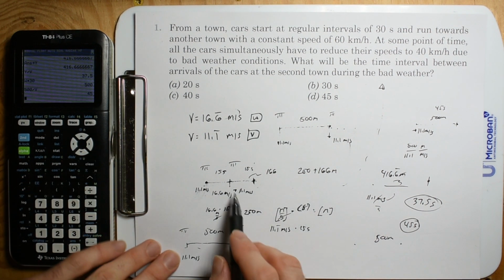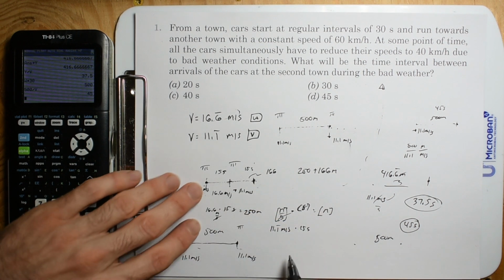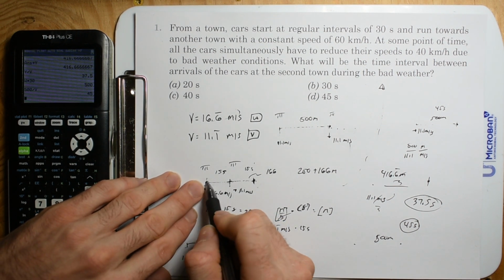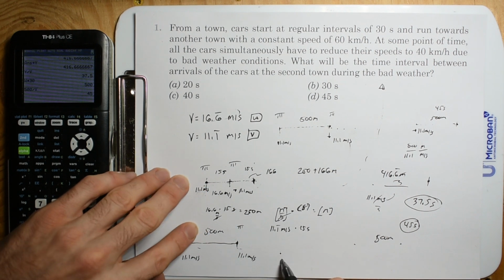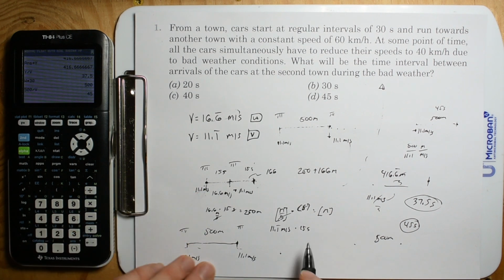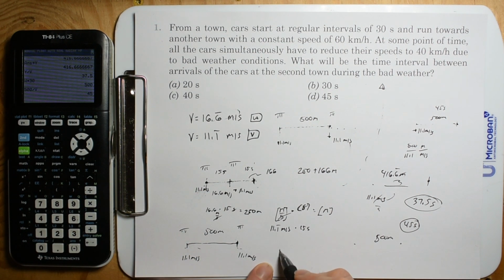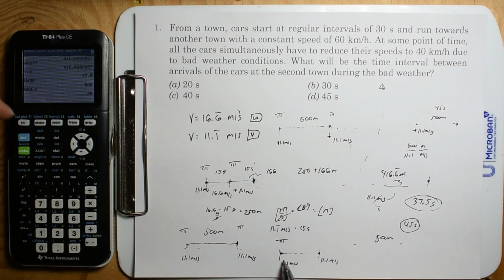So the scenario that you can come up with right off the bat is, let's say this first car starts off, and the second it gets on the track, the storm hits. So its speed is 11.1 meters per second. It goes for 30 seconds, and then the other car starts. Now it's going at 11.1 meters per second, and the other car is going 11.1.